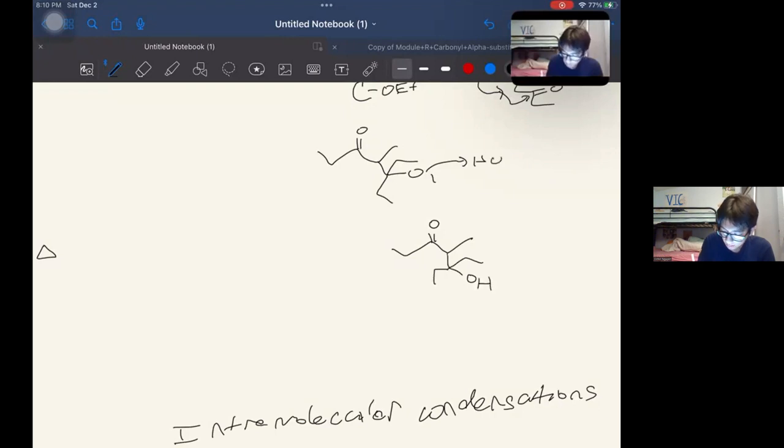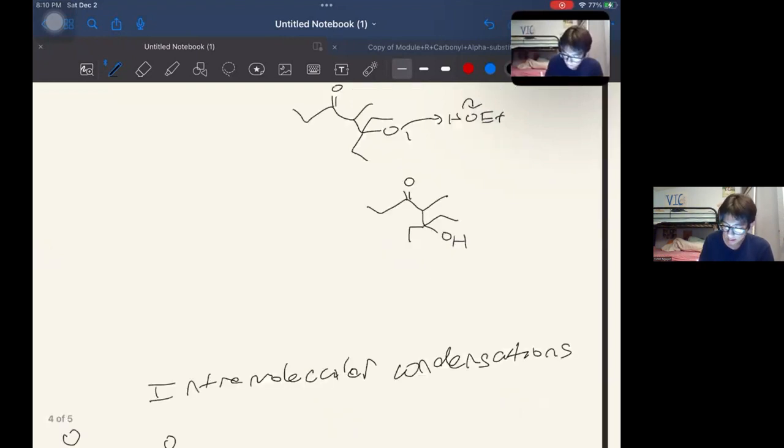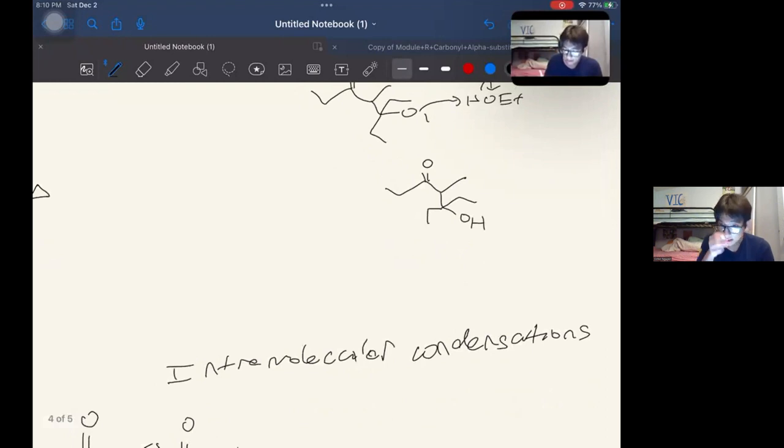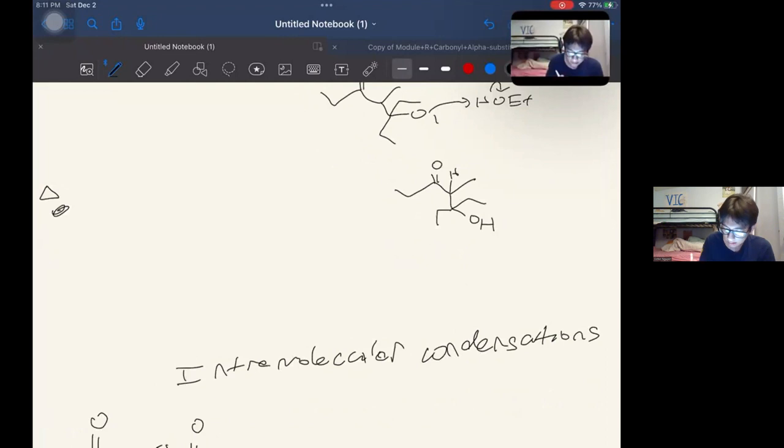From an HOEt. And then if you were to do a condensation with heat, such as this, the OEt minus would grab another hydrogen and it would go down, forcing the OH to go off.